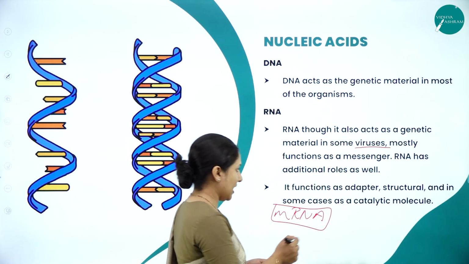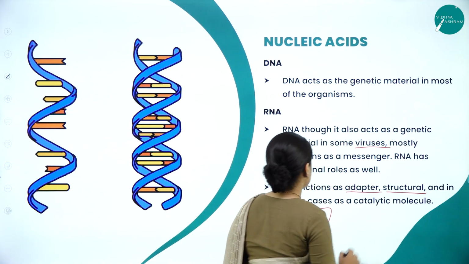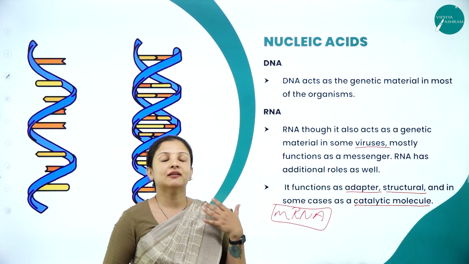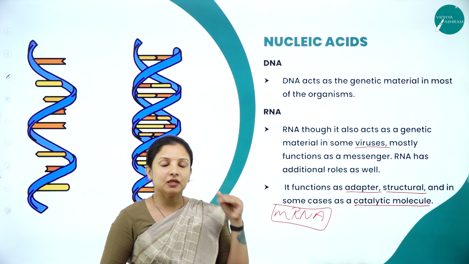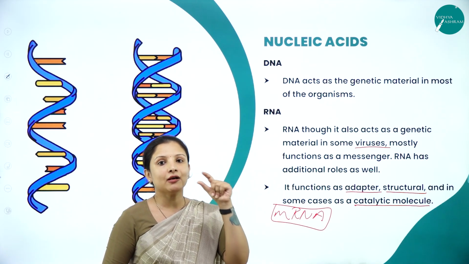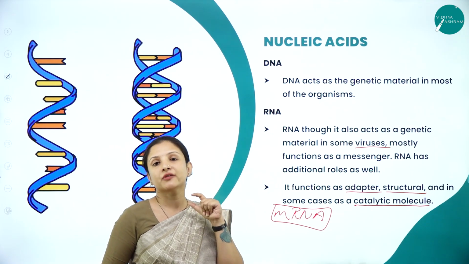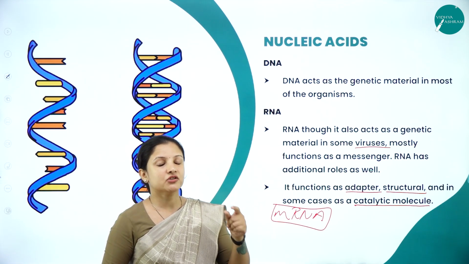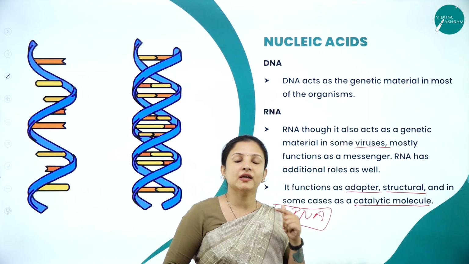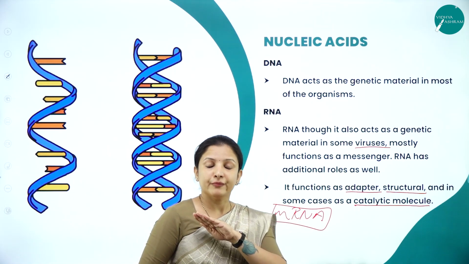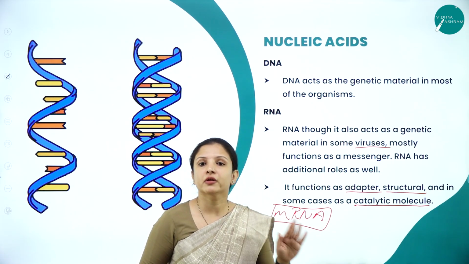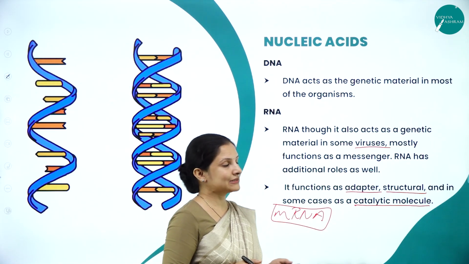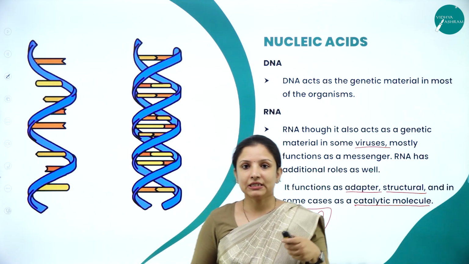Next, RNA has additional roles as well. It functions as an adapter, it functions as a structural molecule and in some cases as a catalytic molecule, because for any process that has to take place in a body, the nitrogenous bases which are there on the DNA strands have to be read by the messenger RNA. So therefore messenger RNA is very, very important. Though we have DNA which is a genetic material, if messenger RNA is not there, then none of the body functions will happen properly. You will understand that in the coming sessions. So this was about the DNA and the RNA.